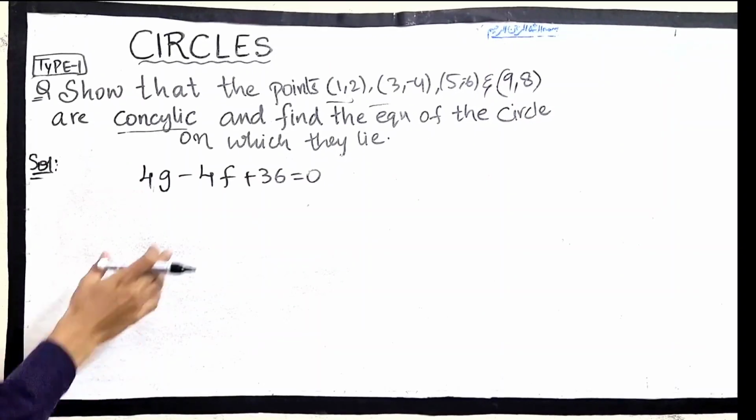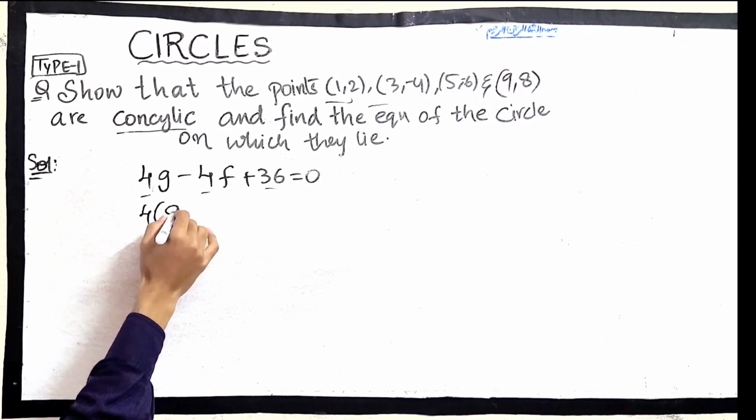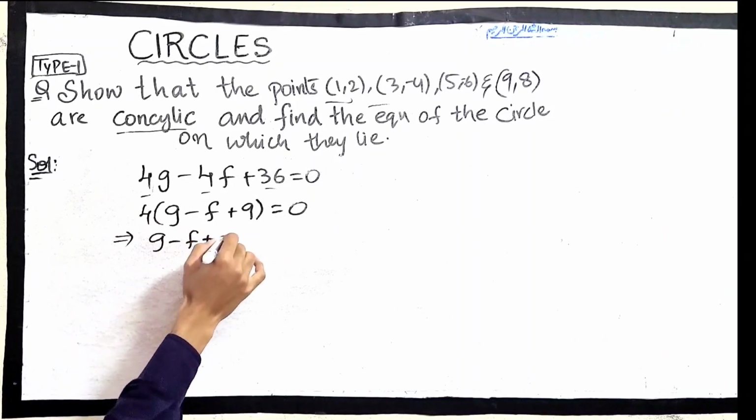I'm continuing here again with that same. So what we got here, 4g minus 4f plus 36. So we can take 4 common, so it will be g minus f plus 9, 4 nines are 36. So this is our equation. We can name this equation as equation 5.